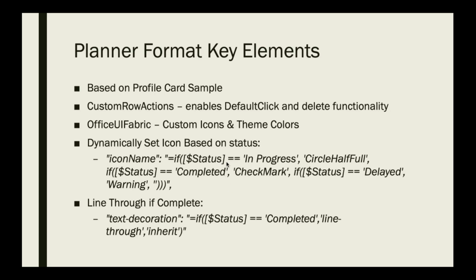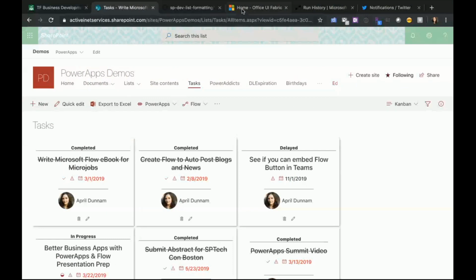You can pass in the name of your status column here, and check if it's in progress, then display this icon. If it's completed, display this icon. And if it's delayed, display this icon. The other thing I'm doing from a styling perspective is if it is complete, I'm doing that strike through. That's another if statement that we can use in the text decoration object in the CSS. If the status is complete, then we want to do a line through. I want to jump over quickly to the Office UI Fabric and show how I was utilizing those icons in my sample here.